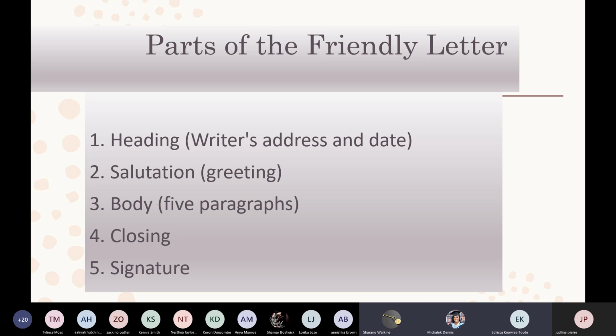Good job. Now, before we look at a friendly letter, for the heading, when it says here writer's address, can you tell me what they mean by writer's address, or what information would be there based on the writer? What information will we have there for the writer's address?